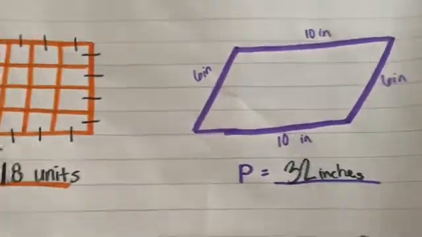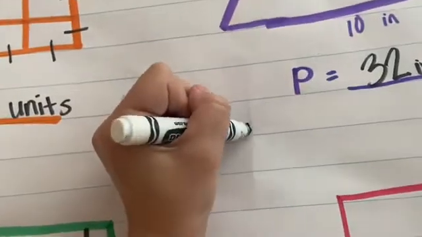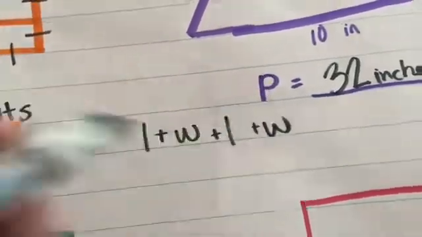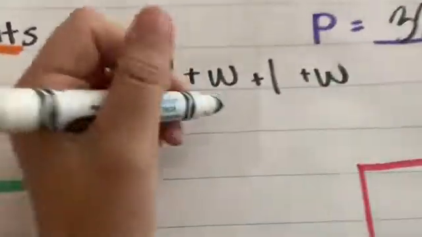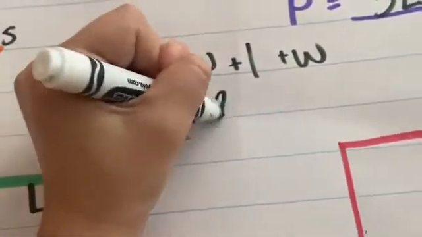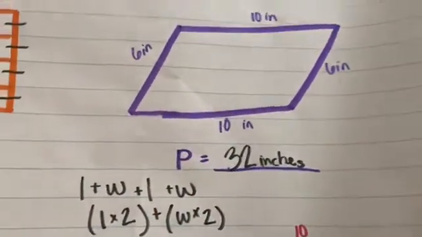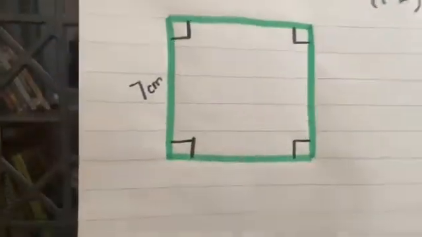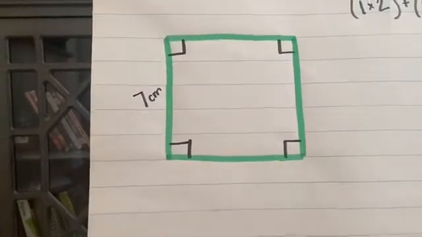Now I just used the equation length plus width, length plus width, plus length plus width. You can use that equation, or there's another way you can do it. You can do length times 2 plus width times 2, which is the same thing. Really, that is just 10 times 2, which is 20, plus 6 times 2, which is 12, to get 32.